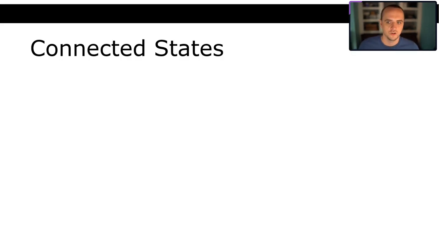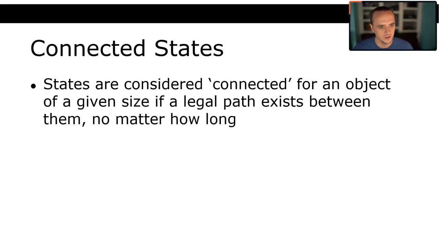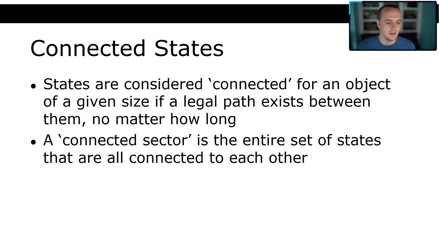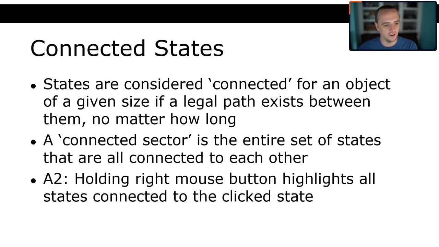Okie doke. So connected states. States are considered to be connected for an object of a given size if a legal path exists between them, no matter how long that path might be. And I'm calling a connected sector the entire set of states that are all connected to each other. So in assignment 2, if you hold down the right mouse button, it's going to highlight all states that are connected to the state that you clicked on.